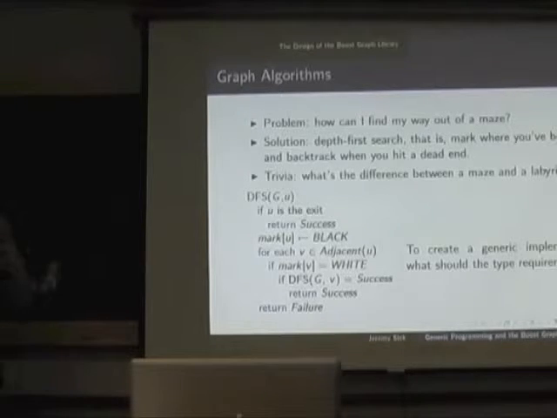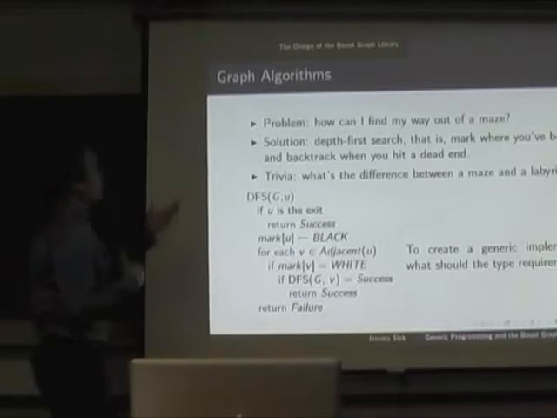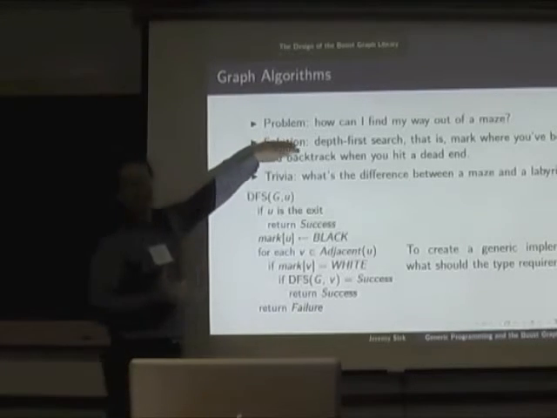But it takes a little bit of mathematical training to recognize when a particular abstraction is useful in a particular place. So here's one problem. How do you find your way out of a maze?